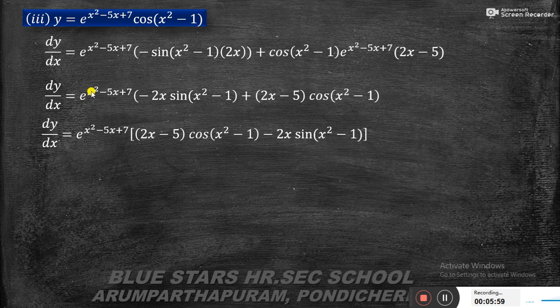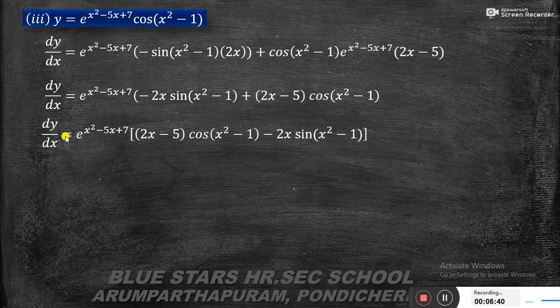The next step I write it, e power x square minus 5x plus 7 into, now I multiply the minus into 2x, minus 2x into sin x square minus 1, plus 2x minus 5 into the cos of x square minus 1, into e power x square minus 5x plus 7. Now you see the exponential is a common factor, so I take e power x square minus 5x plus 7 from these two terms. Therefore e power x square minus 5x plus 7 into, the remaining terms are minus 2x into sin x square minus 1 plus 2x minus 5 into cos of x square minus 1.